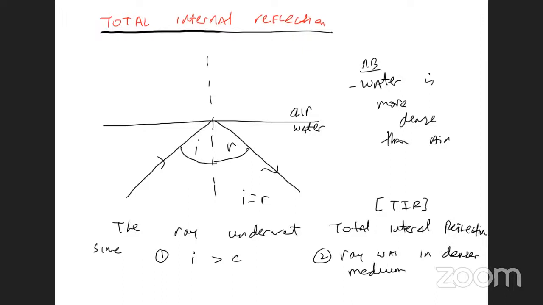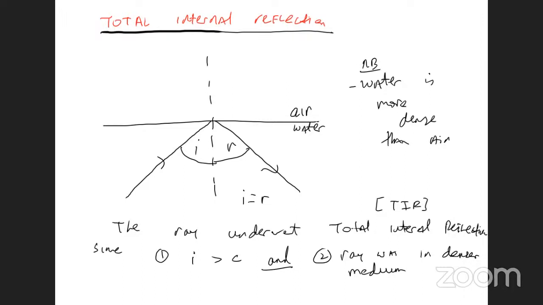So two things happen here. If you look at this ray, it underwent two things. The value for I was bigger than the critical angle for water, and it was in the denser medium. Once those two things happen, notice I have the word "and" here, and that's a very important word. Once those two things happen, total internal reflection will also occur. So those are the two conditions.